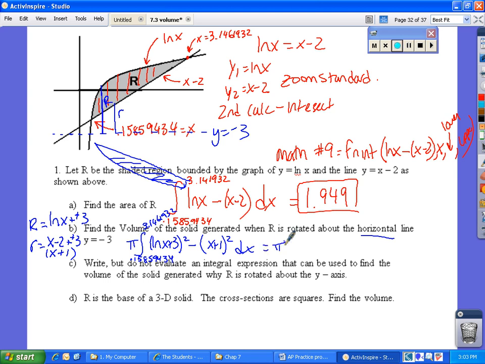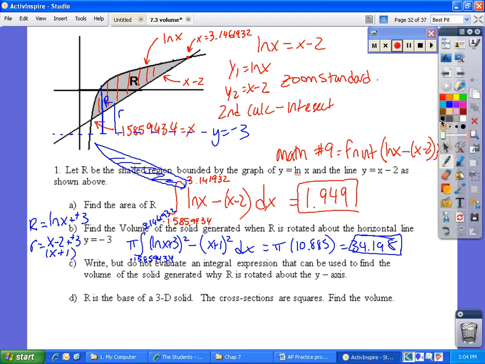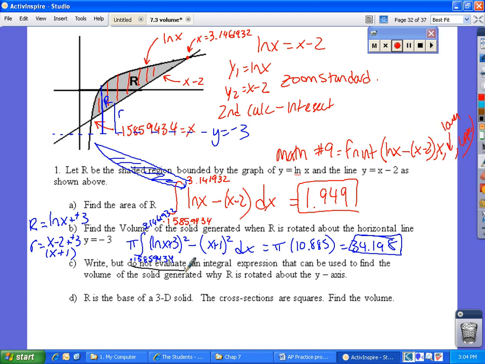When I typed it into my calculator, I got about 10.885, and I multiply that by pi, and that gives me 34.198. I just stop writing as soon as I'm done with 3 decimal places. All right, next question. It says write but do not evaluate. So when they say this, they do not want you to evaluate the integral.